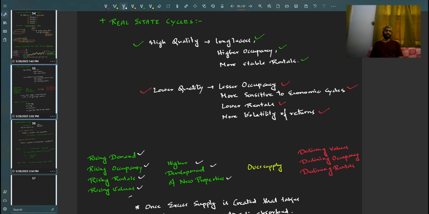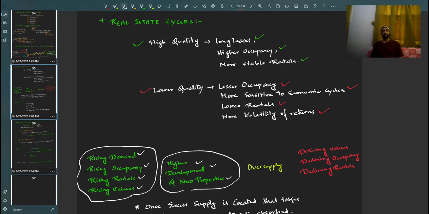So there is rising demand, rising occupancy, rising rentals, rising property values, which leads to newer development of properties. New properties get developed one by one. This is the second phase. Now, over time, the supply overshoots, and what we have is oversupply. So better markets result in more development, and more development of new properties eventually leads to oversupply.